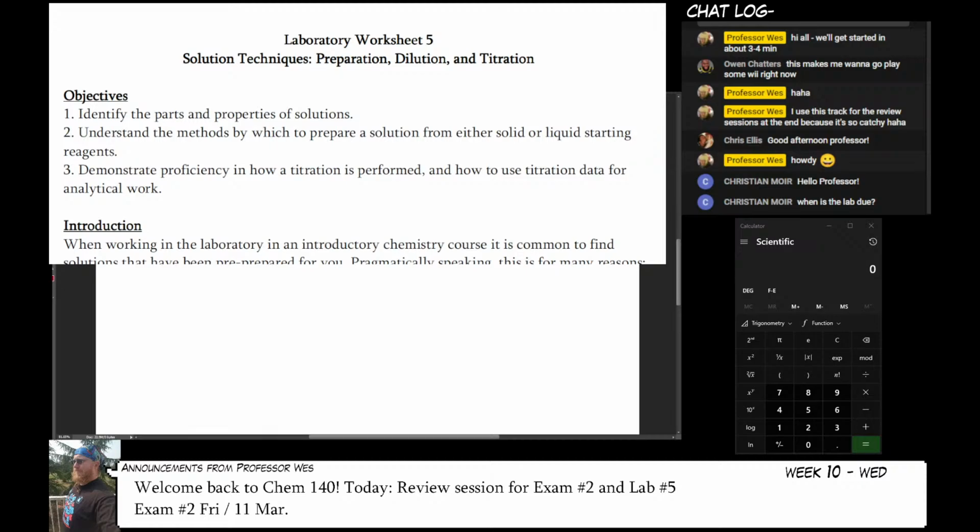So, let's start by diving right into lab worksheet number 5, which is a sort of practical way to apply the stuff that we learned in Unit 16. So we're going to look at two specific techniques. One is dilution, which we talked about, and then the other one is titration, which is basically the very last section that we covered in Unit 16, which was stoichiometry with solutions. Titration is a method by which we get all of the numbers to do that. And so you're going to see that in practice in here.